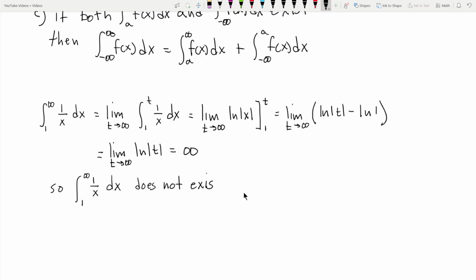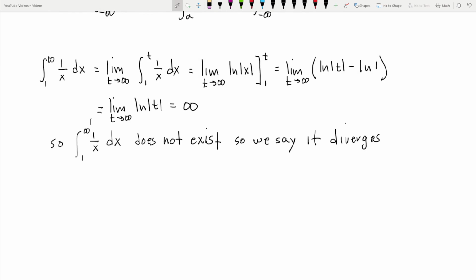What we say, rather than saying it doesn't exist, is we say, since the limit doesn't exist, the antiderivative diverges. Okay. All right, so we say it diverges. It's not finite. Okay, not finite.